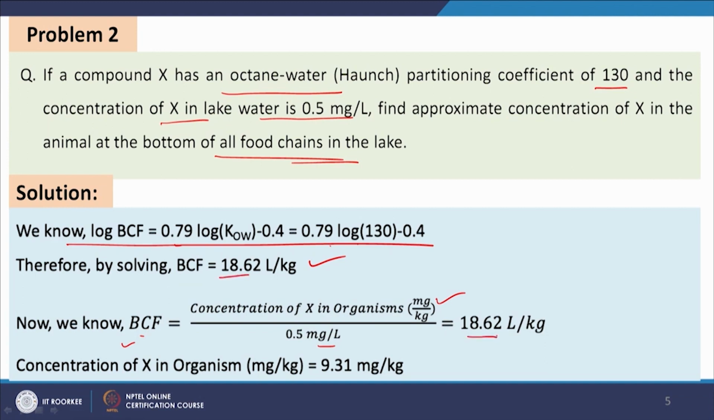So, we will put this value here, and by solving this expression we will get the value of X. The concentration of X in the organism is 18.62 times 0.5, which is equal to 9.31 mg per kg. So, this is the concentration of X in the organism that we were asked to calculate, and now we are able to find the value of it.